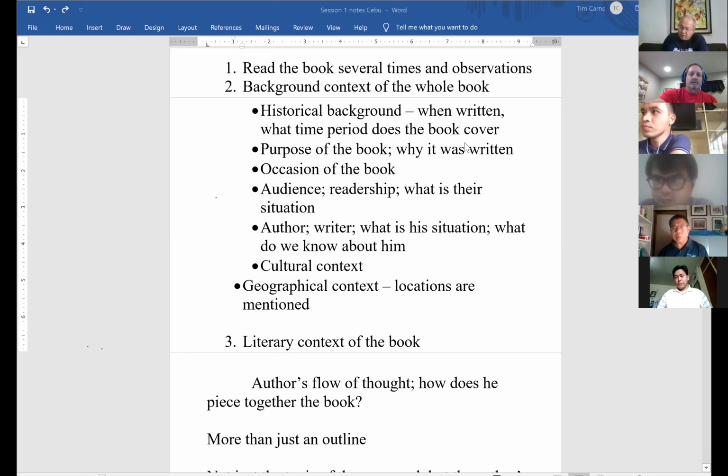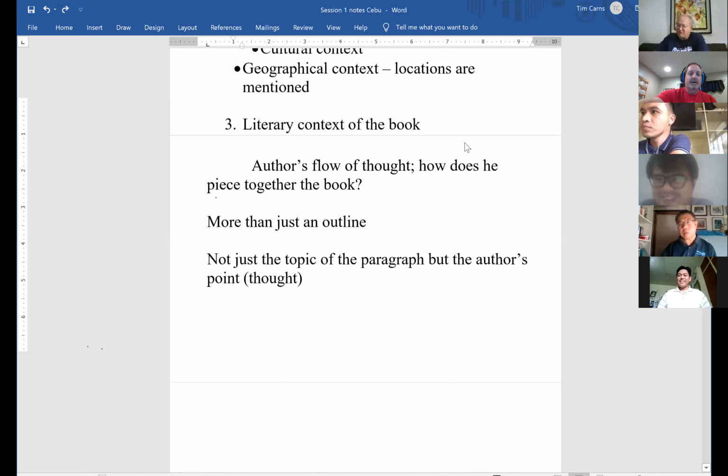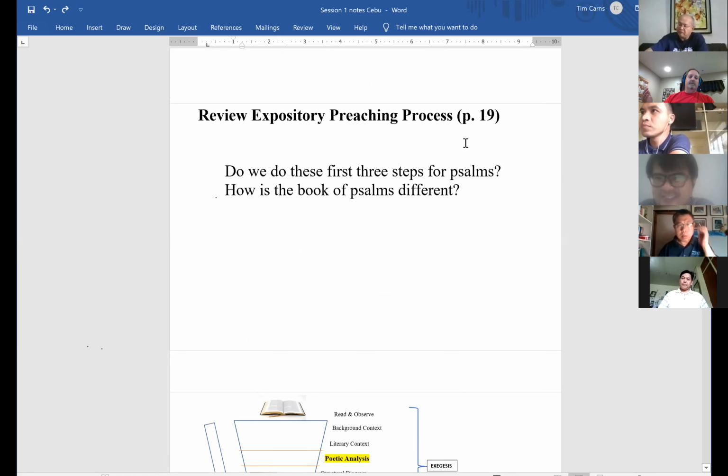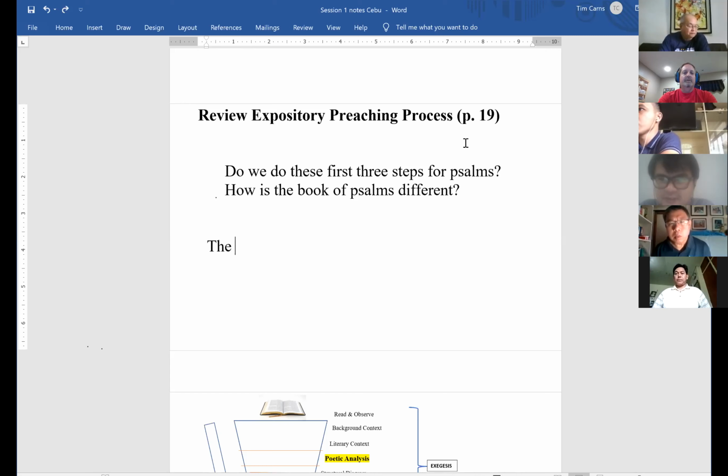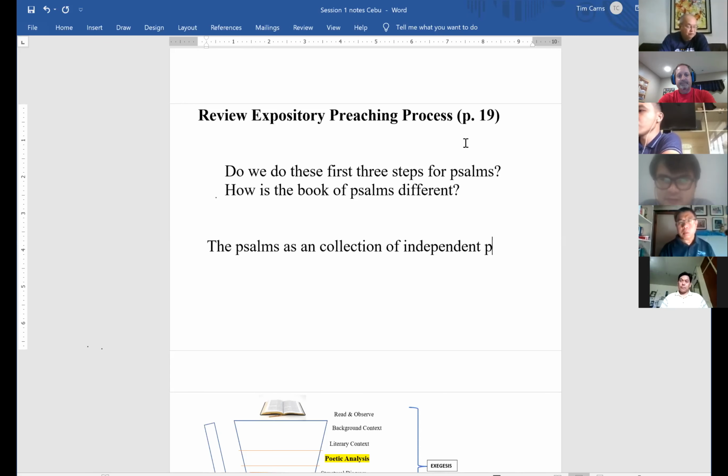All right. Long answer to a short question, which was, do these first three steps apply to the Psalms? How is the book of Psalms different? We've been discussing that. All right. So we consider the Psalms as a collection of independent poems.